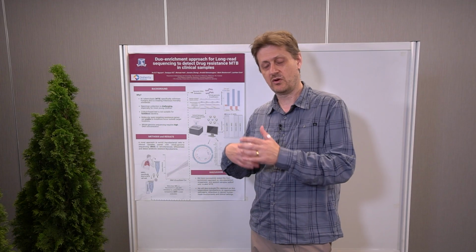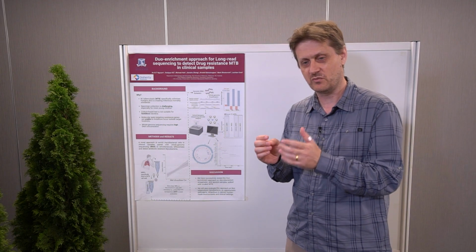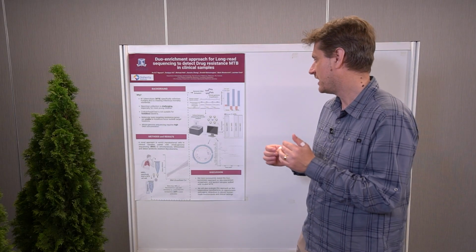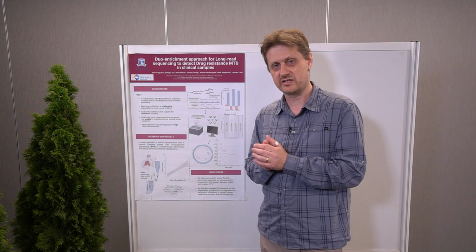The next step: because we start with a relatively small amount of mycobacteria, even if we capture 70%, we still get sub-nanogram levels of DNA out of that. So in order to have enough DNA for sequencing, we need to amplify that DNA.